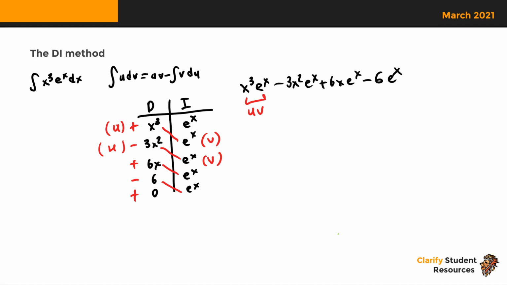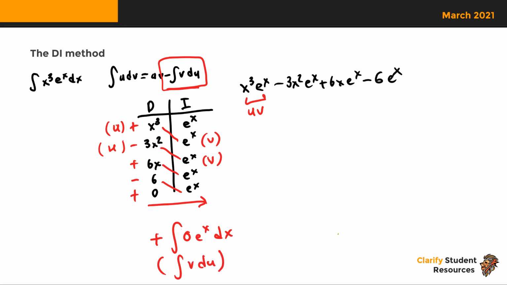So if you're wondering where this v du part comes from, well, the v du part is actually going to be the last line. So the last line is always going to be an integral. So we integrate 0 times e to the x dx. And this is basically the v du part. What you'll notice here, though, is that we're going to be integrating 0, which is just going to equal 0. So we can add on a 0 here. So this is a really quick way to figure out an integration by parts question.